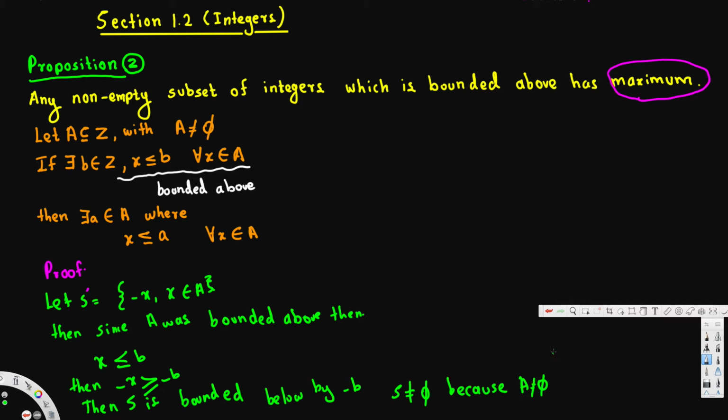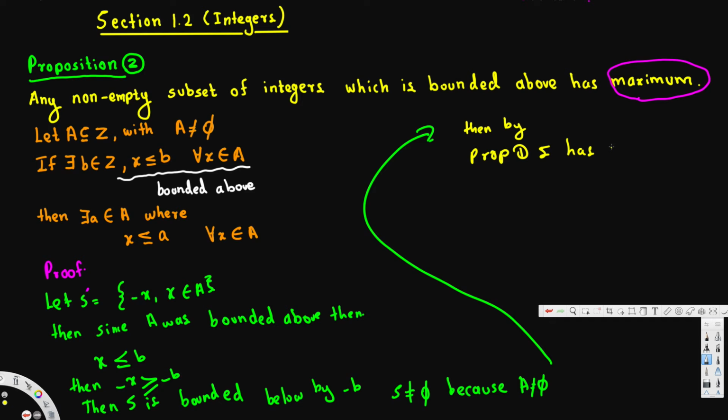Okay, now let's continue here. Then by proposition number 1, if you want to know proposition number 1, I made a video on that previously, so you can watch that too. By proposition number 1, S has a minimum. Now let us assume that the minimum of the set is equal to negative M, where M belongs to A.